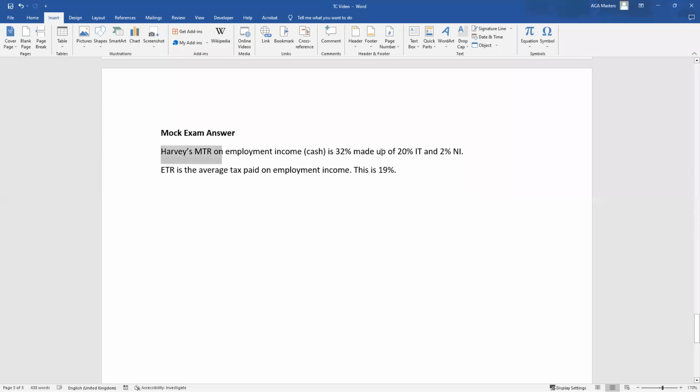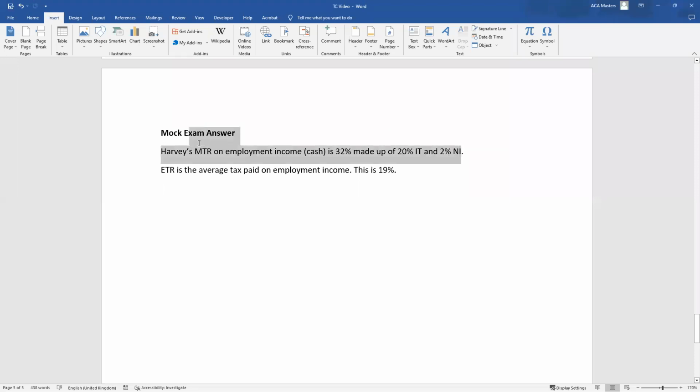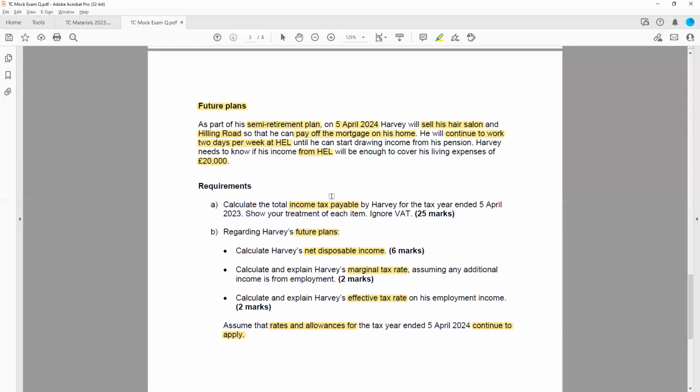So that'd be enough to pick up those marks there, the average tax paid on employment income, and then giving the number as well. So I just wanted to be brief there for 2 marks. You could have added a few more points if you wanted to, but that would be sufficient there. 2 points to pick up the 2 marks.